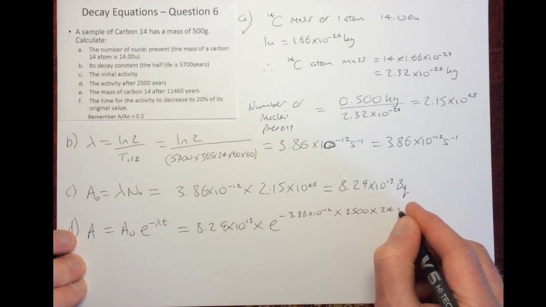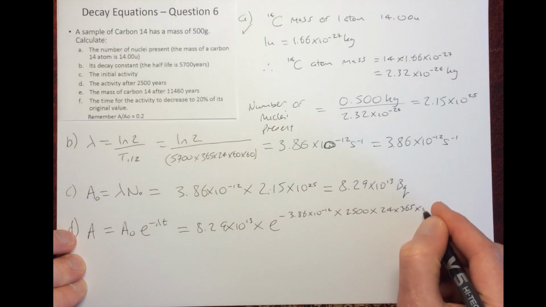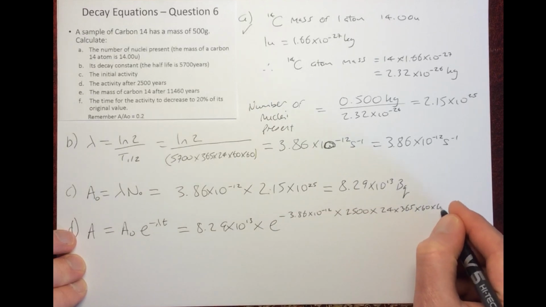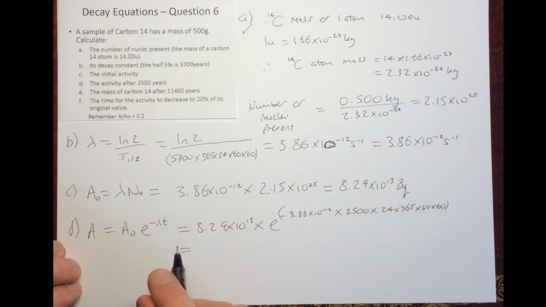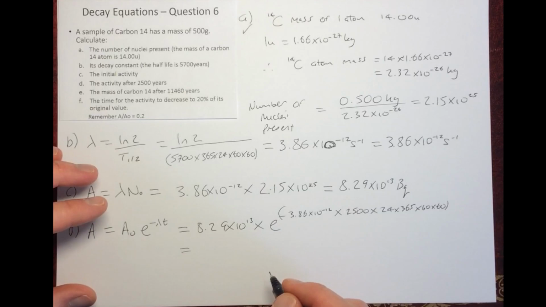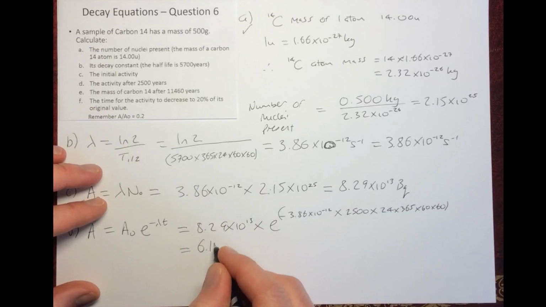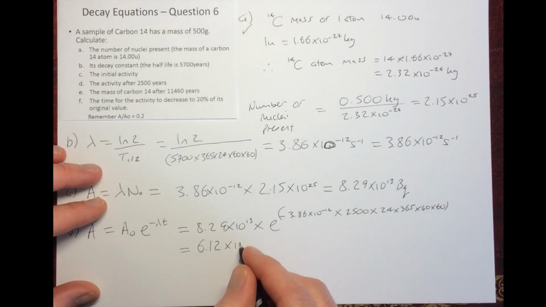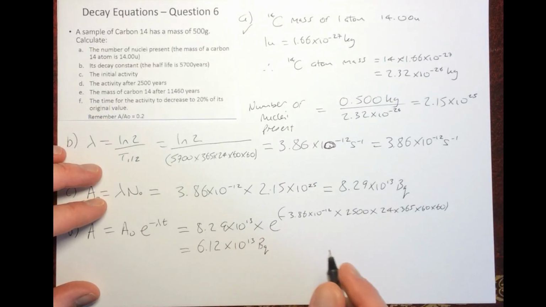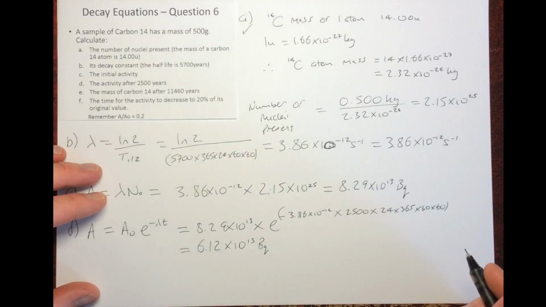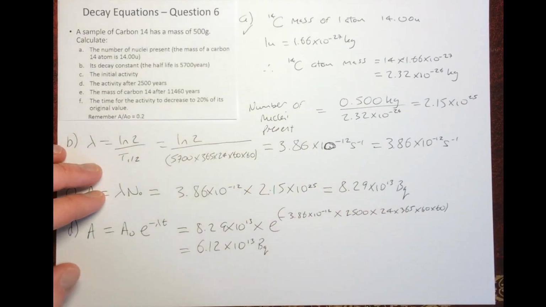So, okay, so maybe all that in brackets. Okay, and that's going to give us our answer, 6.12 times 10 to the 13 becquerels. Okay, so that's that one. Next one is part E.